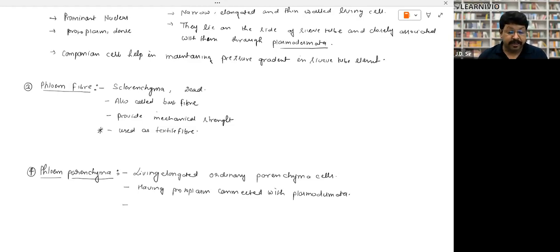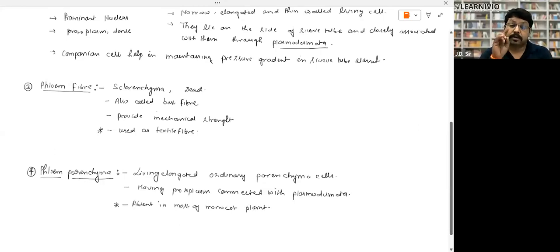They are absent in most of monocot plants. This is a very important question. It means the phloem of monocot plants is mostly missing the phloem parenchyma component. So basically there will be only three components.